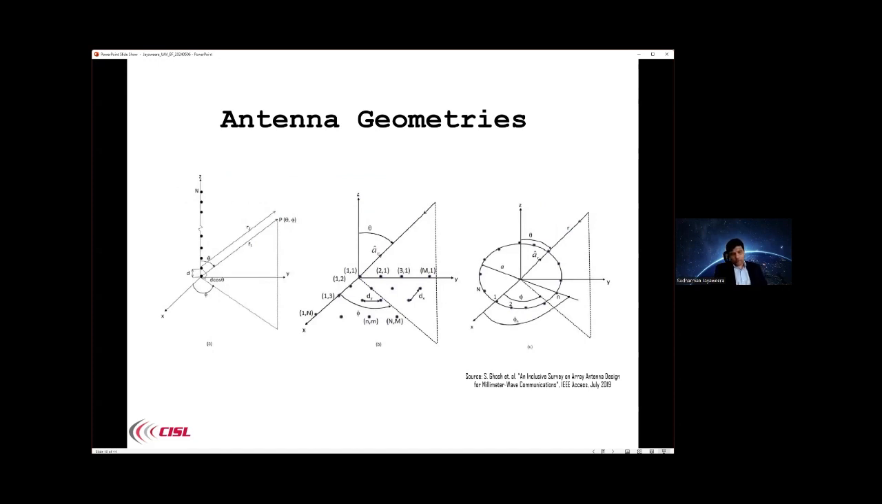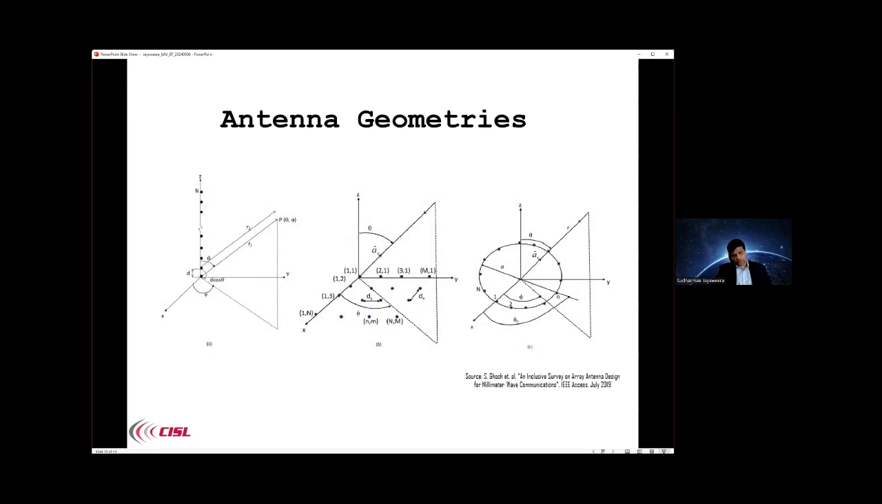Now, to do beamforming, you need an antenna array. You cannot do beamforming with a single element antenna, because then you don't have the degrees of freedom to form a beam. So here are some of the commonly used antenna array models. One of them is the uniform linear array, or the ULA, where you have the antenna elements placed in a line with equal distance between each pair of elements.